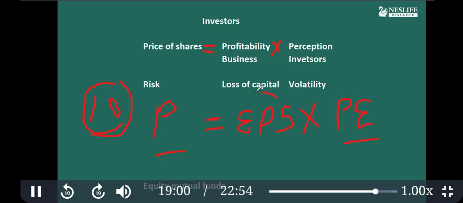Now the earning per share does not change frequently. It is taken every quarter. But the share price changes every day. What does change is the P. And this P indirectly represents the perception or sentiment of the investor. So perception changes and price of share changes.